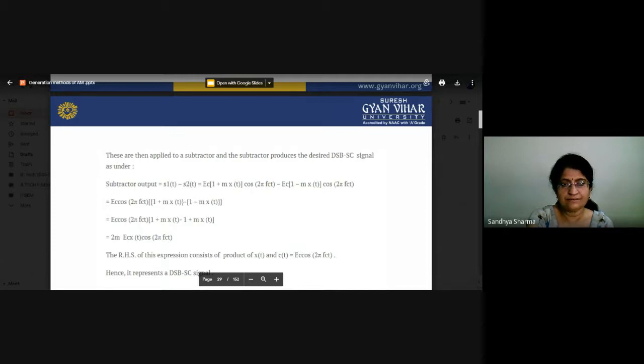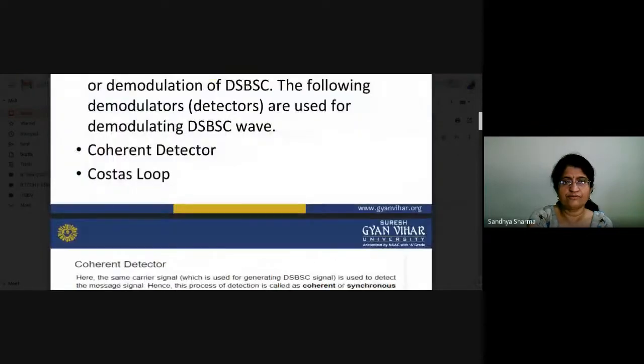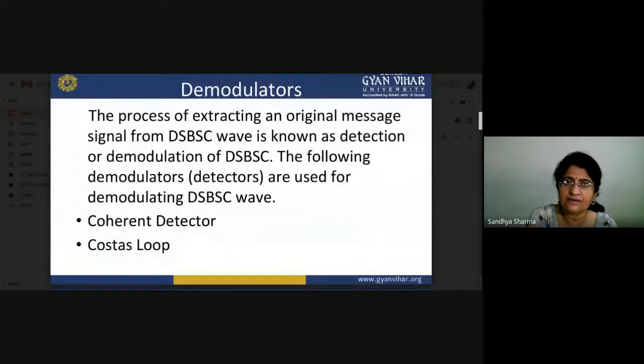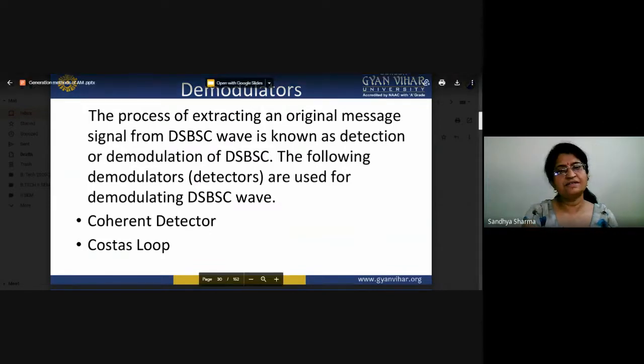Now we will see the demodulator. What is the role of the demodulator? It is the process of extracting the original message signal from the DSB-SC wave. We extract our original message signal from the modulated signal. This process is called demodulation or detection. The following demodulators are used for the DSB-SC wave: the coherent detector and the Costas loop. So there are two types of demodulator which we have to work out. First of all, we will see the coherent detector.